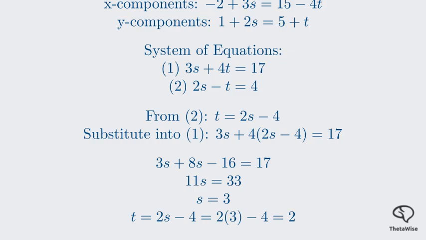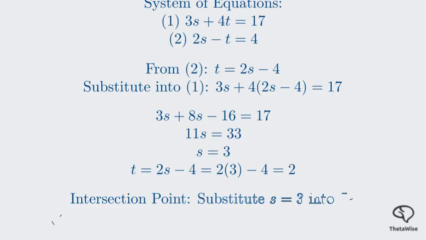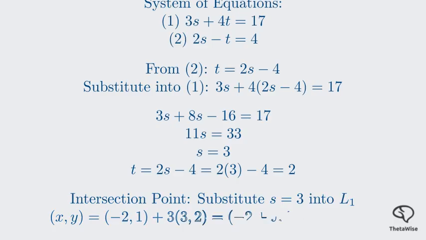To find the intersection point, we substitute one of these values back into its corresponding line equation. Using line 1 with s = 3, the intersection point is (2, 1) plus 3 times (3, 2), which gives us (7, 7). You should always check your answer by substituting t = 2 into the second line equation, and you'll find it gives the same point, (7, 7).